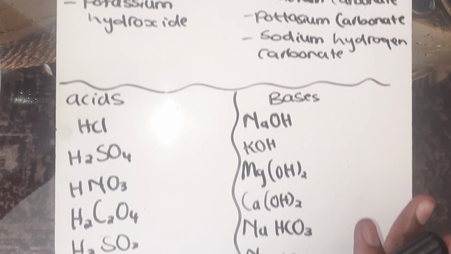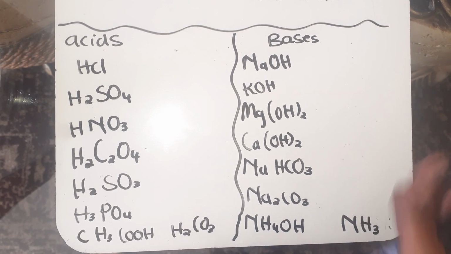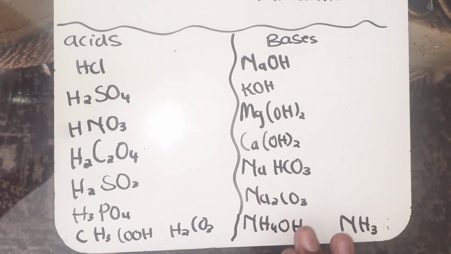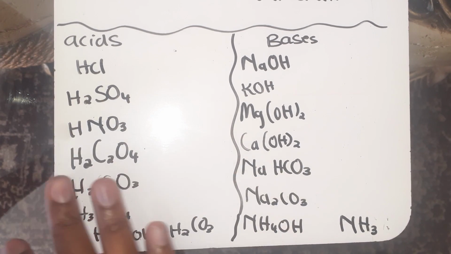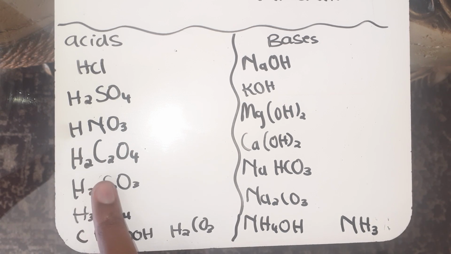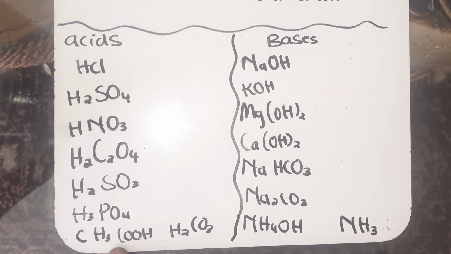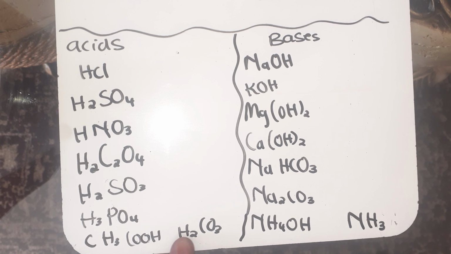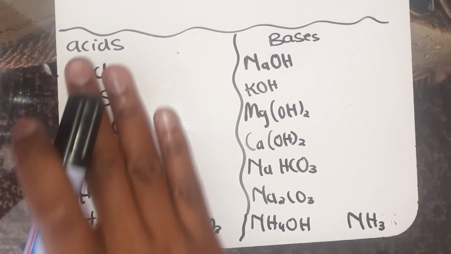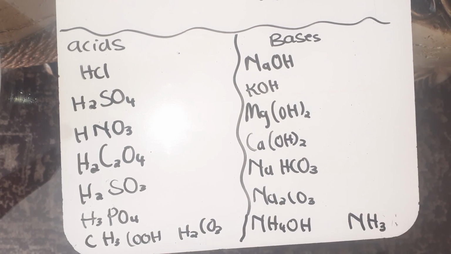And now you can be given this formula. These are the acids formula and the bases formula. So HCl, H2SO4, HNO3, H2C2O4, H2SO3, H3PO4, CH3COOH, and H2CO3. So those are all your acids formula, and these are all your bases formula.